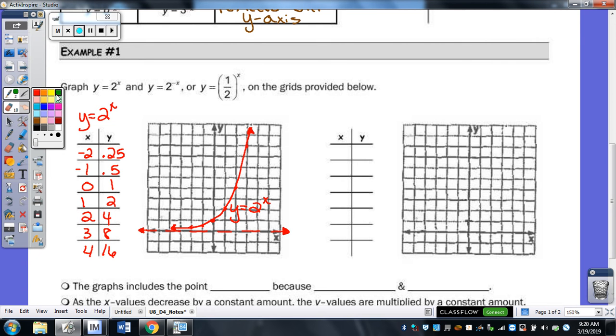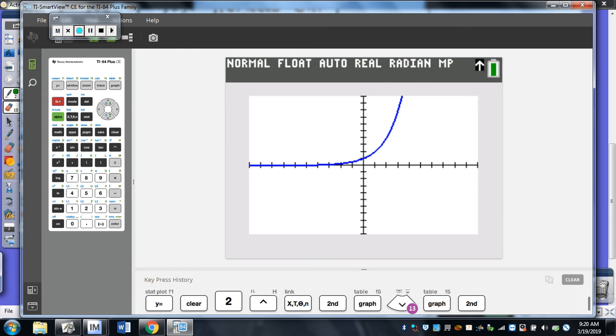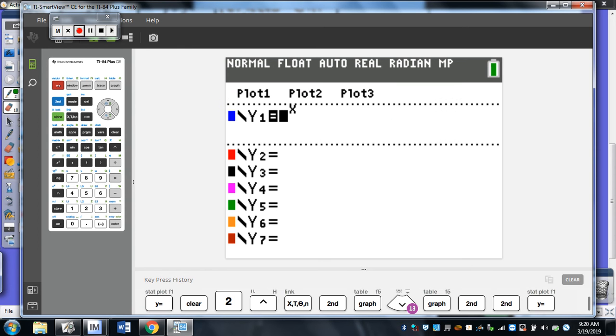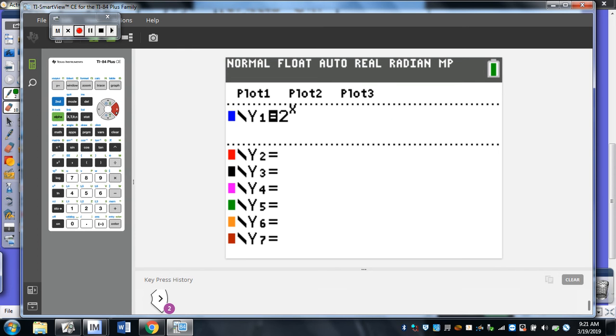They wanted us to graph y equals 2 to the negative x, which is the same as 1/2 to the x, because remember those negatives make fractions. So if I turn that 2 into a fraction, it would be 1/2. So it doesn't matter which one you use, as long as you use one of them. So I'm going to go to my y equals, go into my exponent, and change that to a negative x. So 2 to the negative x now.